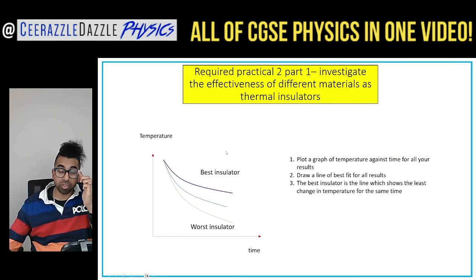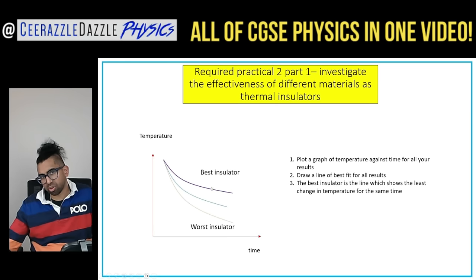Okay, so let's say we look at the results, guys. So let's say we plot the graph of temperature versus time for each one of our different types of insulation. Hopefully you can identify that the best insulator will have the least change in temperature. So look over here, it goes from there to there, it has the least change in the temperature. And obviously the worst insulator will have the greatest drop in temperature over here. So make sure that you're happy with that with regards to your results.